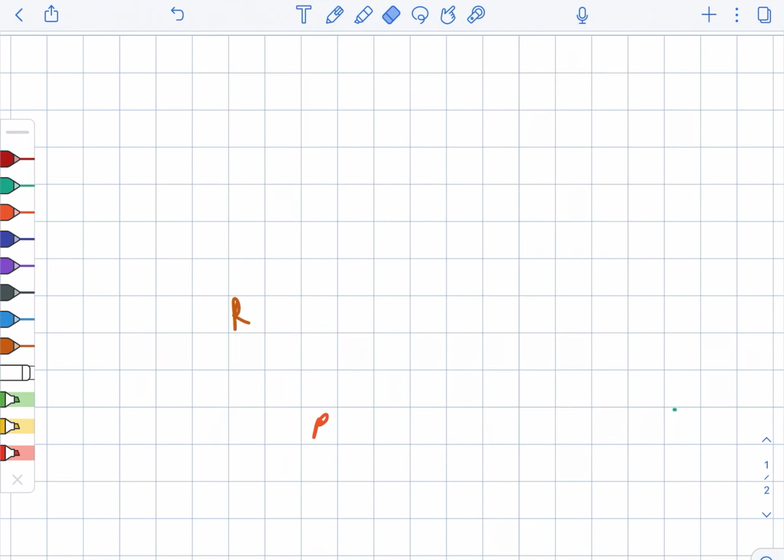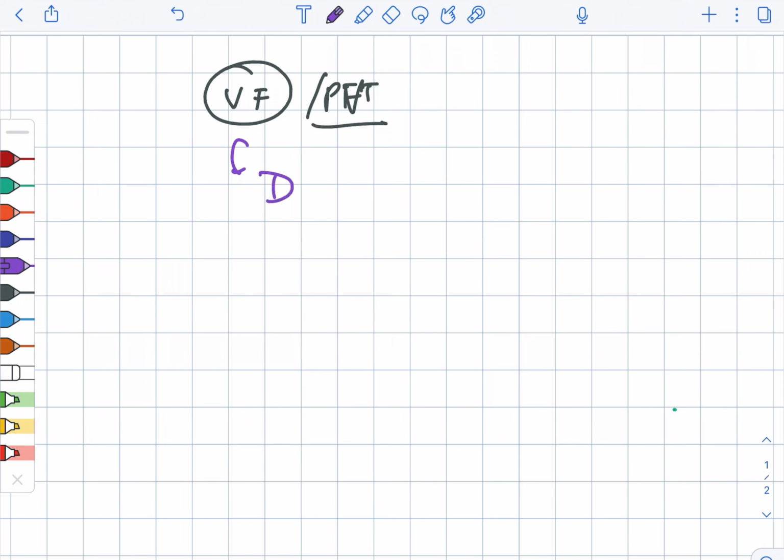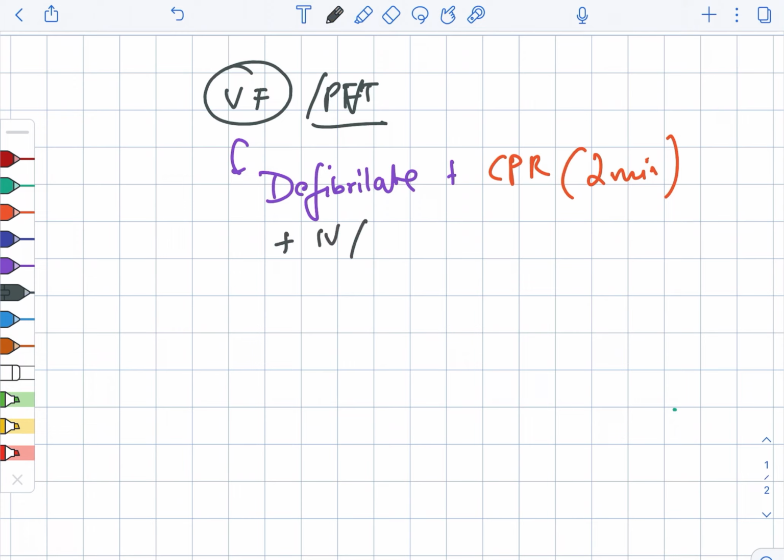Next, moving ahead, the further sequence in case of ventricular fibrillation or PVT. In such a case, firstly there is the defibrillation, and there is also an immediate resuming of the CPR. The CPR is resumed for 2 minutes, even if the defibrillator has not worked, and along with that, IV or intraosseous access is given.